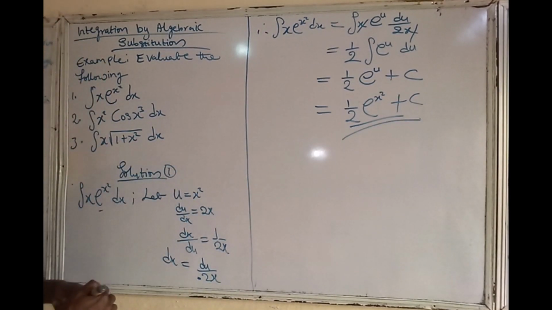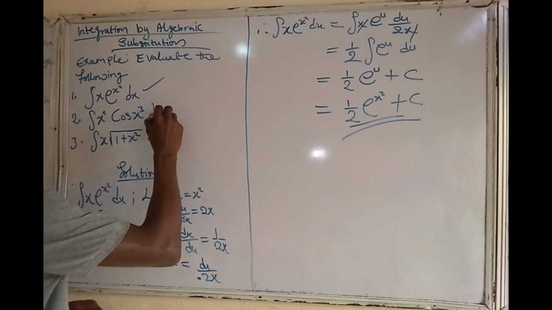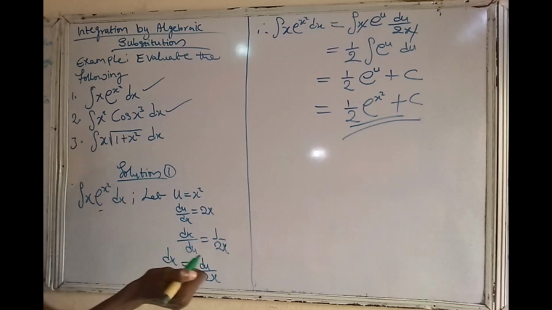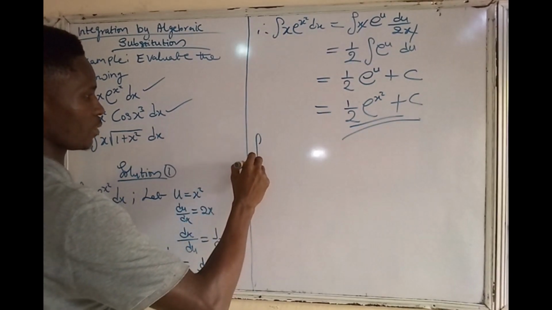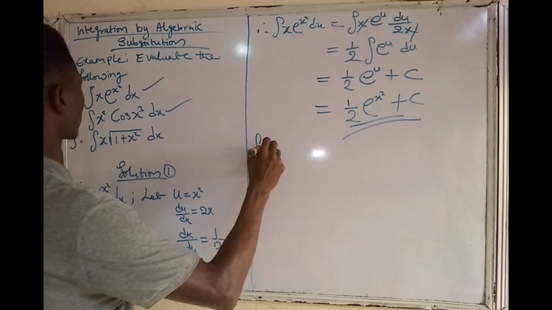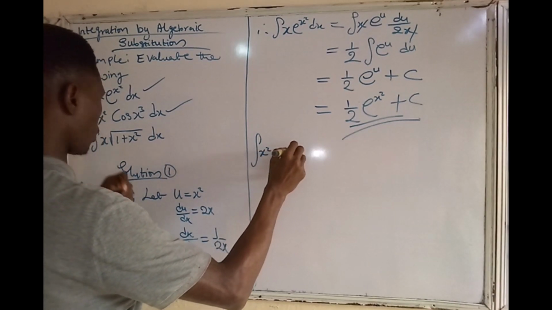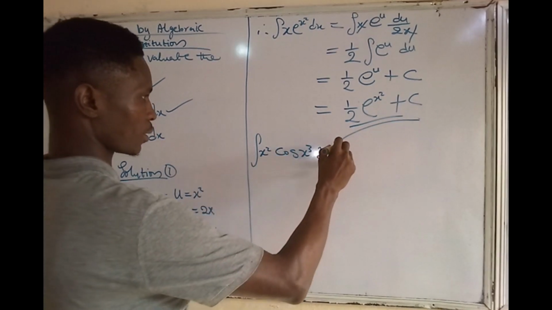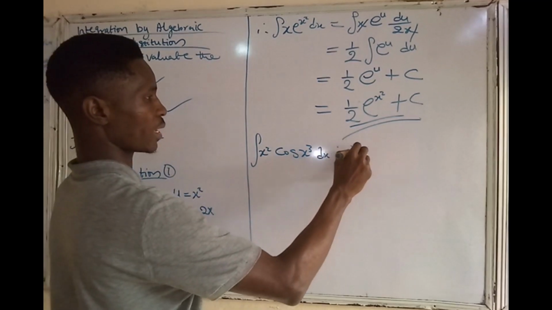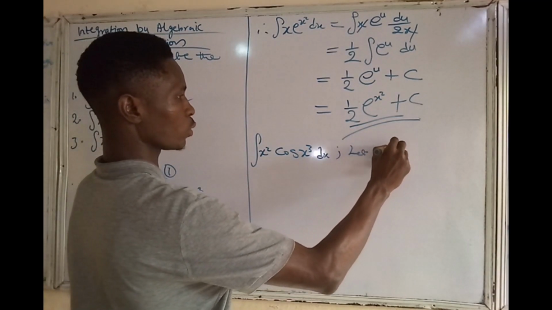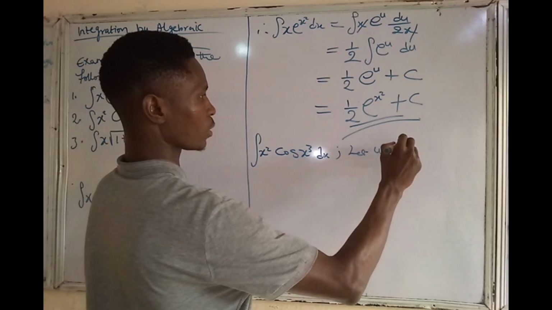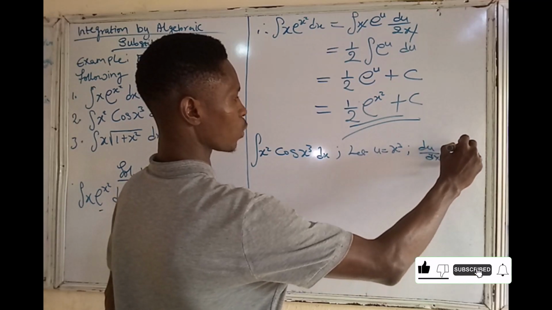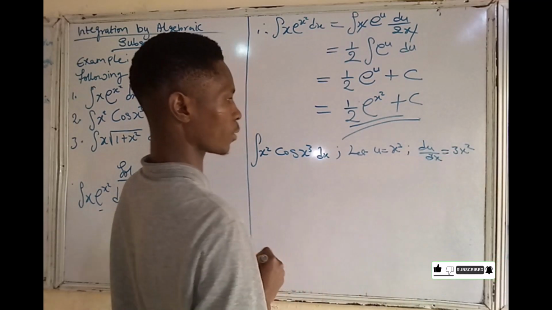So we proceed. We are done with 1. We now go to question 2. For question number 2, we have the integral of x squared cos x cubed dx. Follow the same method. Let u be equal to x cubed. So du over dx should be equal to 3x squared.